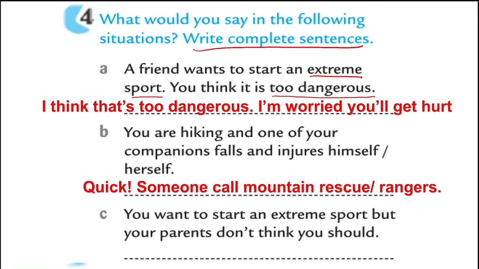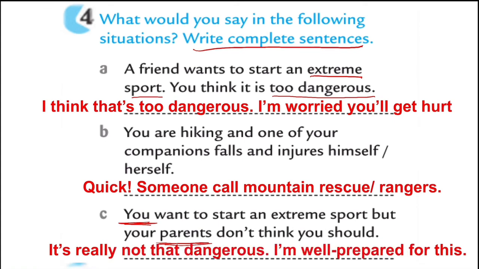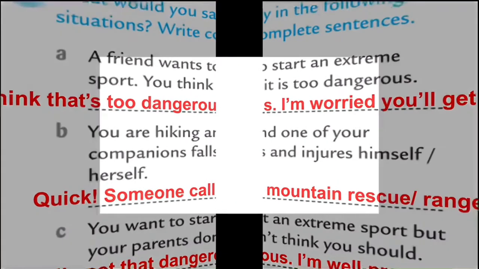The last one, C, says you want to start an extreme sport. Now, notice it's you this time, not your friend, but your parents don't think you should. So here I need to convince my parents. What would you say? You are going to make them feel okay about it. You can say something like, it's really not that dangerous, and I'm well prepared for this, or anything of similar meaning. All right, very good. Let's move on to the next exercise.